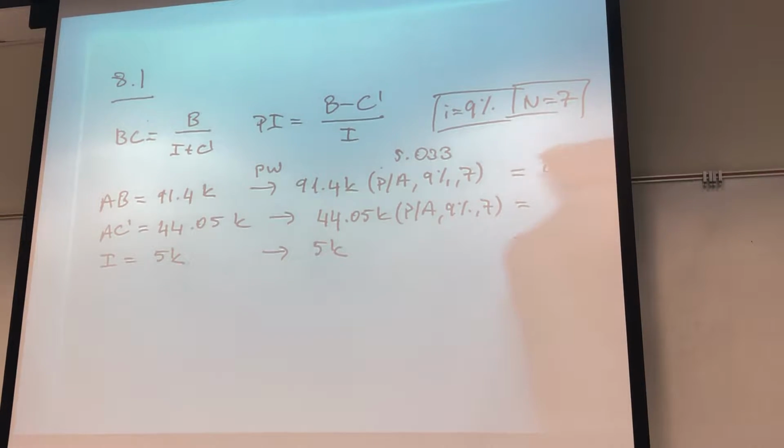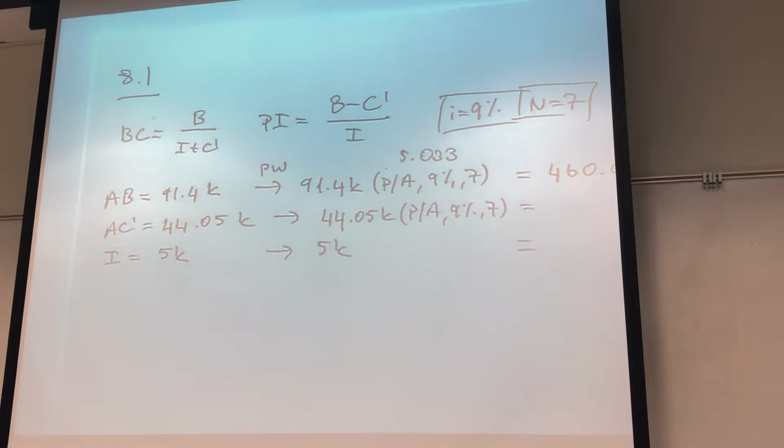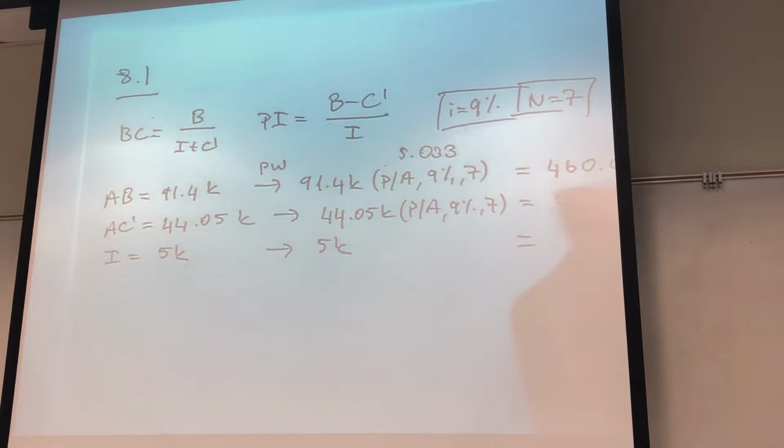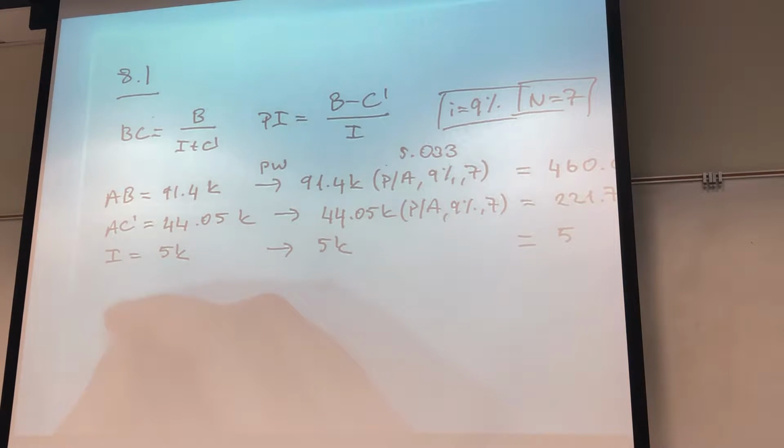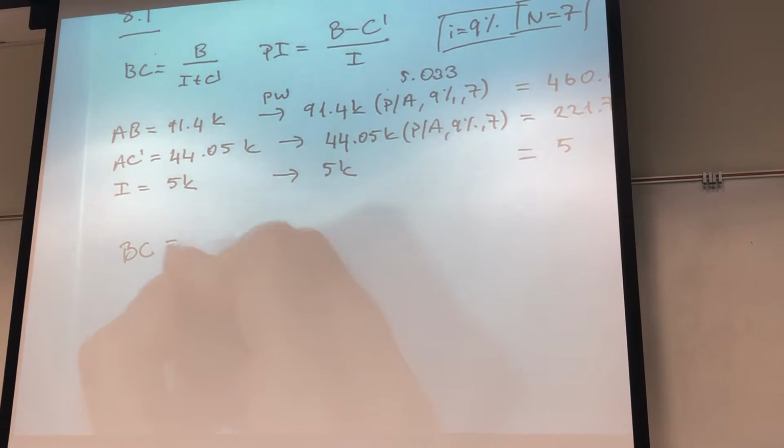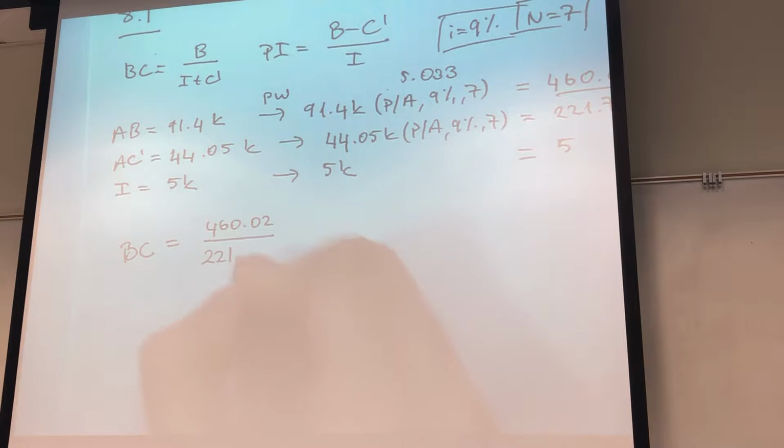So let's get the BC ratio. BC ratio will just be 460.02 divided by 5 plus 221.7, which is 2.03. This is greater than 1. What does this mean? We accept the project. We like the project. Let's check the PI ratio.